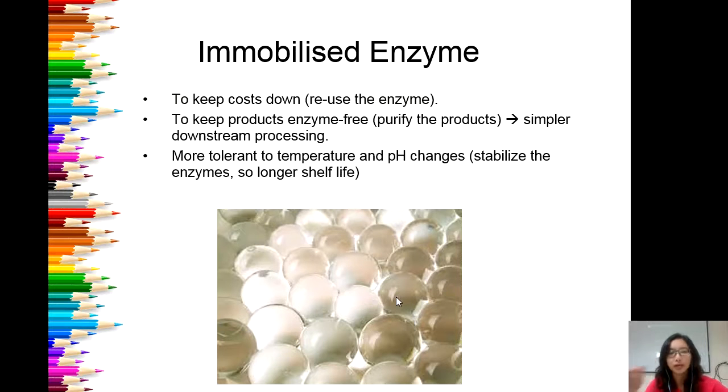The third one, it gives the enzyme a longer shelf life, so we can keep the enzyme for a longer time because it is trapped inside the beads. It is protected from changes of temperature or pH, so it is more tolerant to temperature change and pH change. This stabilizes the enzyme and gives it more shelf life.